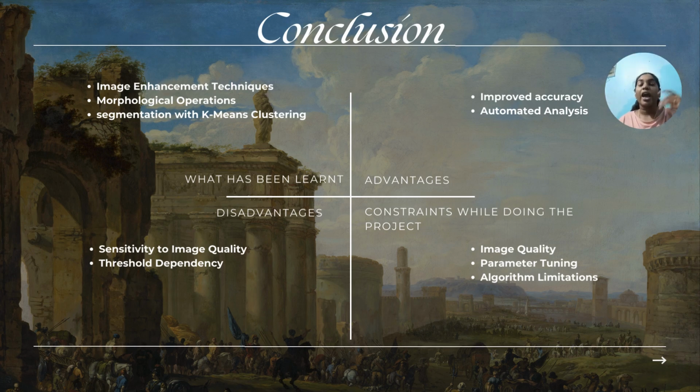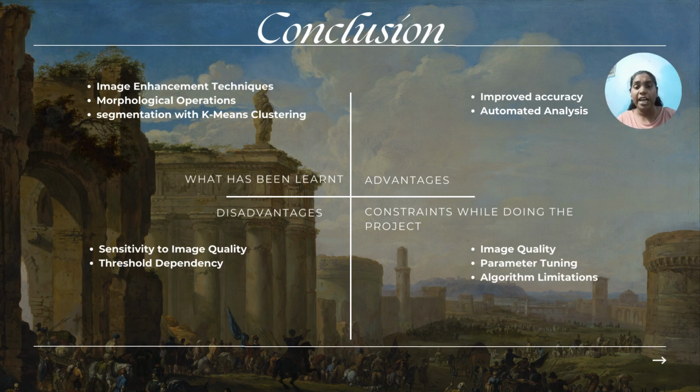On the advantage side, the first one is improved accuracy. The use of advanced image processing techniques and the clustering algorithm improves the accuracy of skin texture analysis. The next one is automated analysis. It provides an automated method to analyze and segment the skin textures, reducing the need for manual inspection.